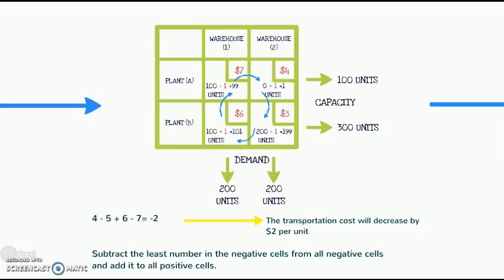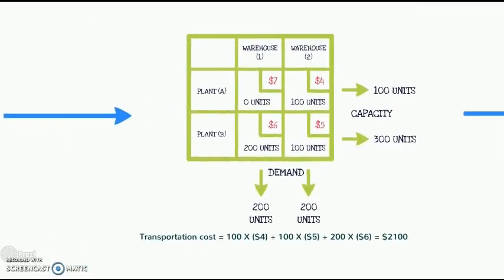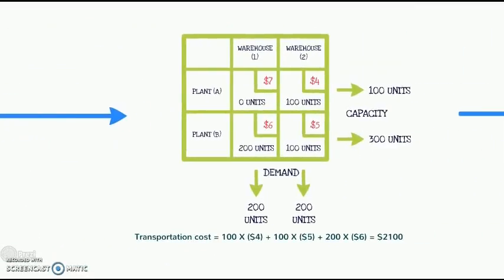Now, we check our assumption. 4 minus 5 plus 6 minus 7 equals minus 2, which means that the transportation cost will decrease by $2 per unit. The shown table resulted from the previous modification where we subtracted the least number in the negative cells from all negative cells, and added it to all positive cells. As a result, the transportation cost equals 100 by $4 plus 100 by $5 plus 200 by $6 equals $2,100.